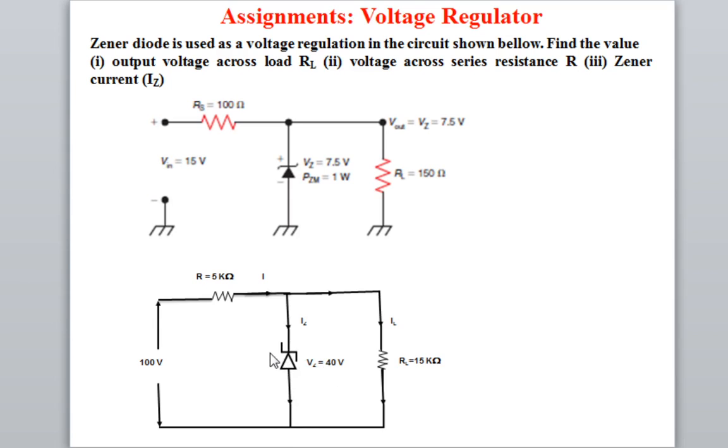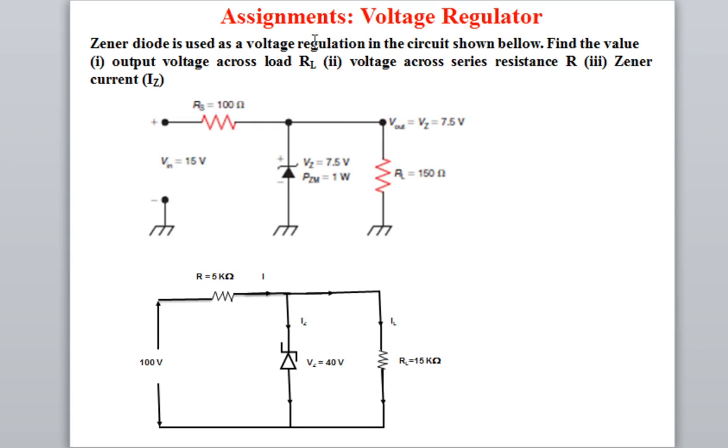This diode will be replaced by a power supply of 40 volt, and then 40 volt will be maintained here. Because this Zener and this load resistance are in parallel, the voltage across the load will also be 40 volt, irrespective of whatever current you are getting. Whether current is 10 ampere or 100 ampere, that doesn't matter, but the voltage will remain 40 volt. So that is the idea of how a Zener diode can be used in voltage regulation.